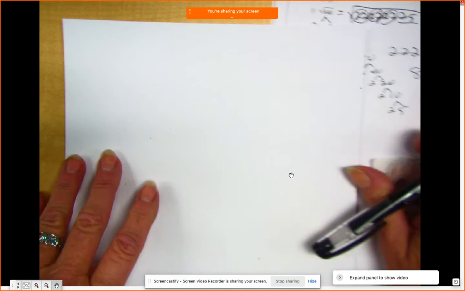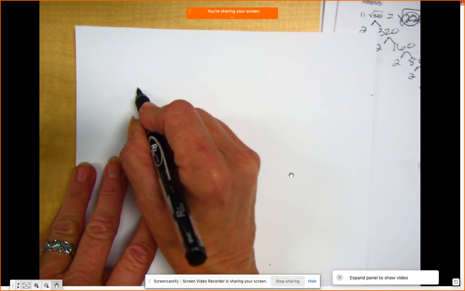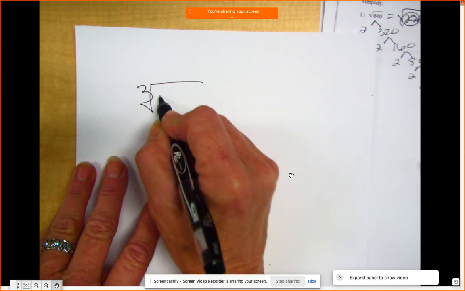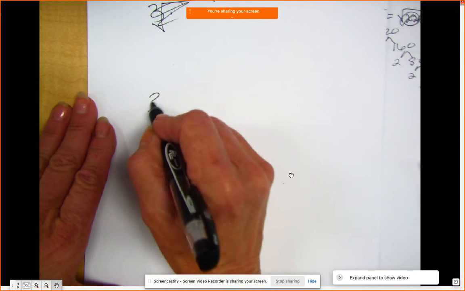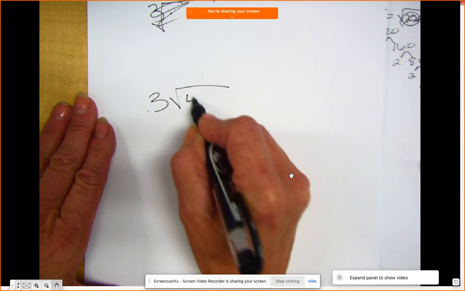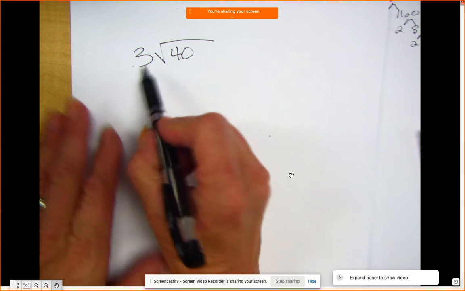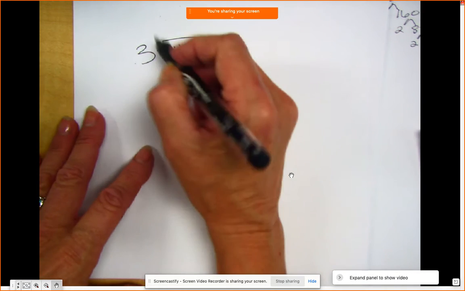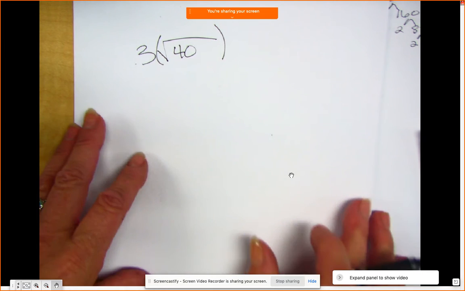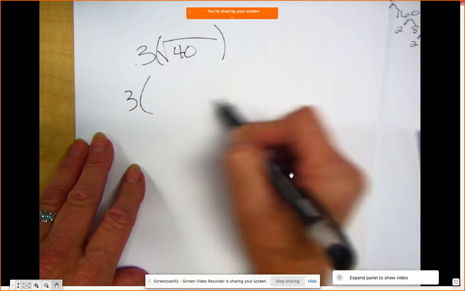Okay, so let's try one that has something like this. There's a 3 out front, so that means 3 times the square root of 40. Well, let's just write 3 and take care of what's inside the square root.